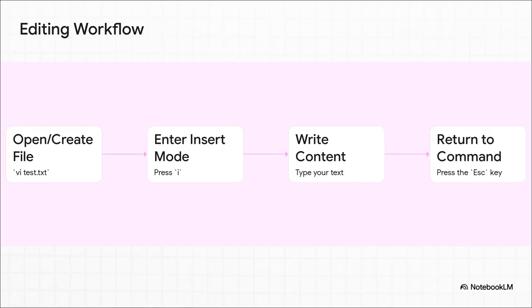This is it. Your basic four-step dance in Vim. 1. Open the file. 2. Hit the I key to get into insert mode. And keep an eye on the bottom of your screen. You should see it say -- INSERT --. That's your cue. 3. Type whatever you need to type. And 4, and this is the most important part, you always hit the escape key to get back to command mode before you do anything else.